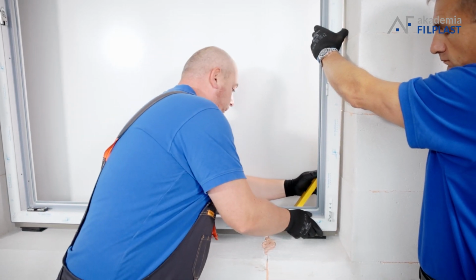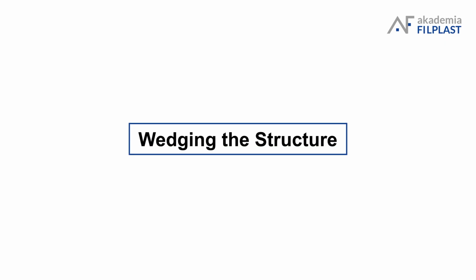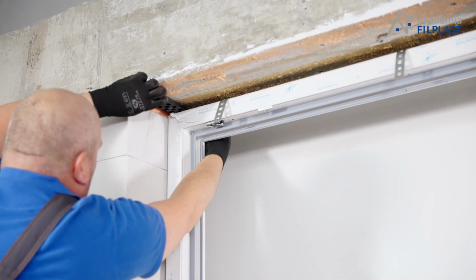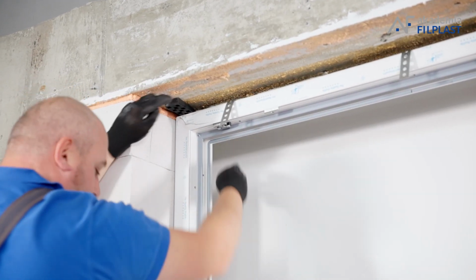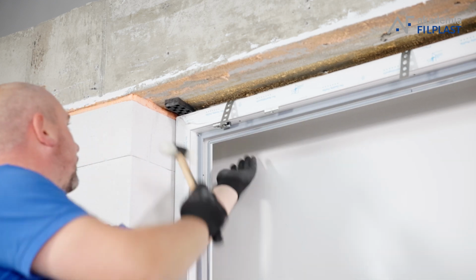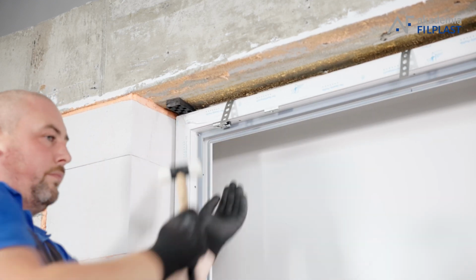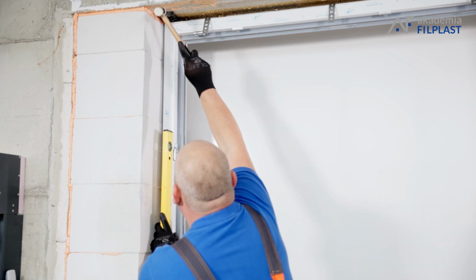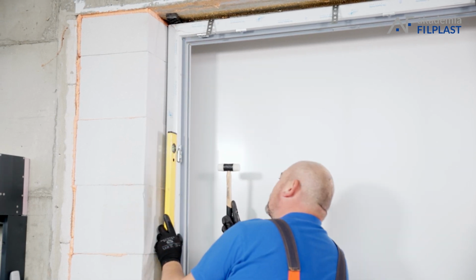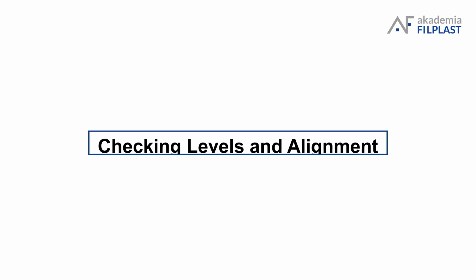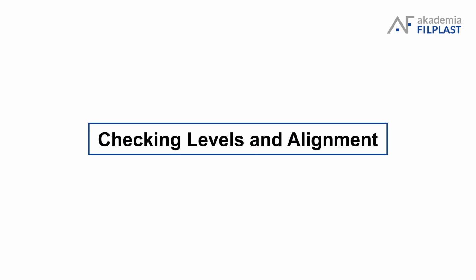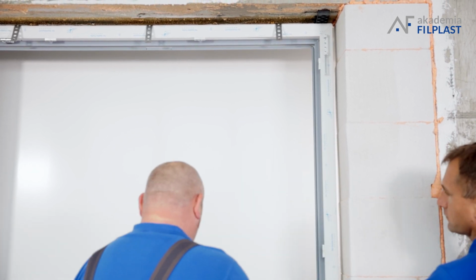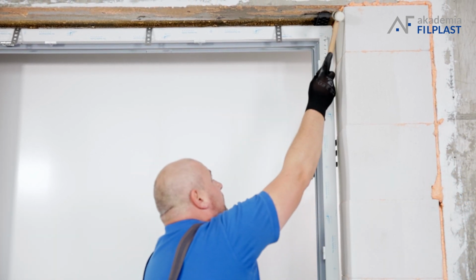Wedging the structure. Wedge the frame at the corners on the vertical sides to stabilize it and ensure proper leveling. Checking levels and alignment. Use a spirit level and cross laser to ensure the risers and levels are aligned correctly.